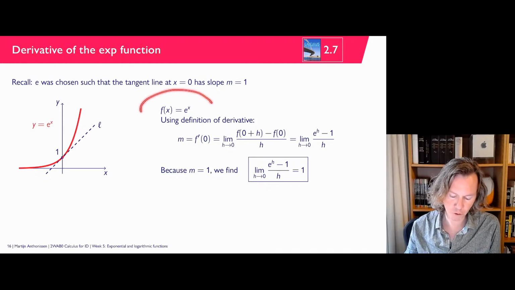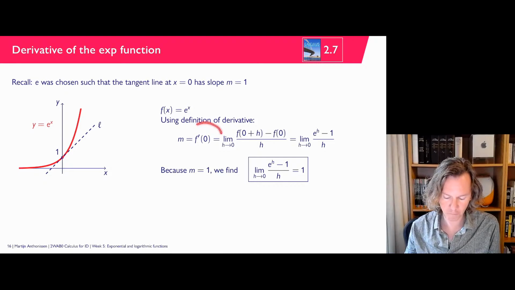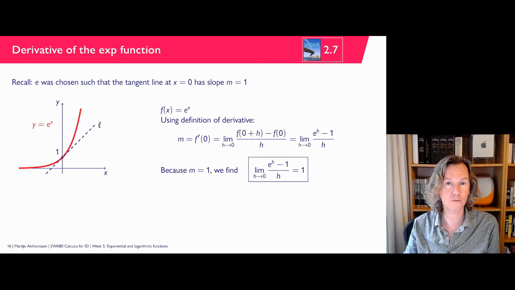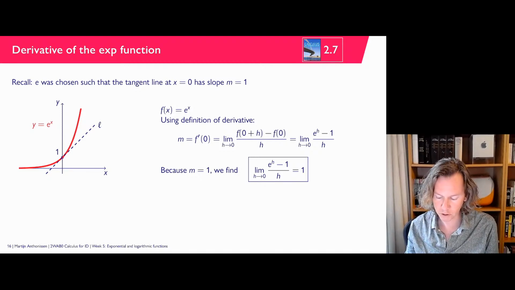If I write that down, if you have the function e to the power x, then using the definition of derivative at a point, f prime of 0 is the limit of h tending to 0 of f(0 plus h) minus f(0) over h. That's when we talked about differentiation. We've used this as the definition. So basically we have that this equals 1. Okay, great.